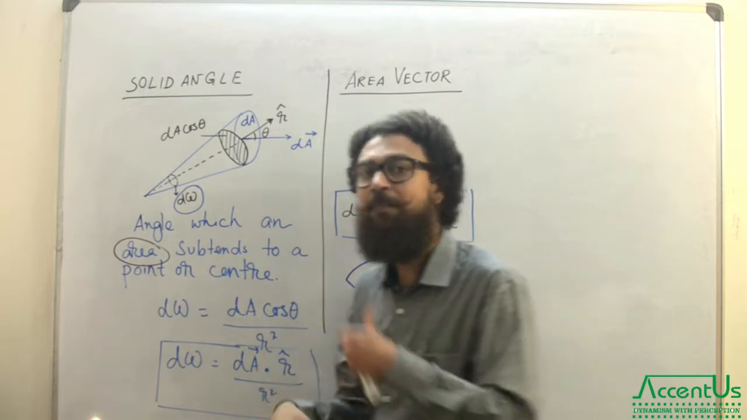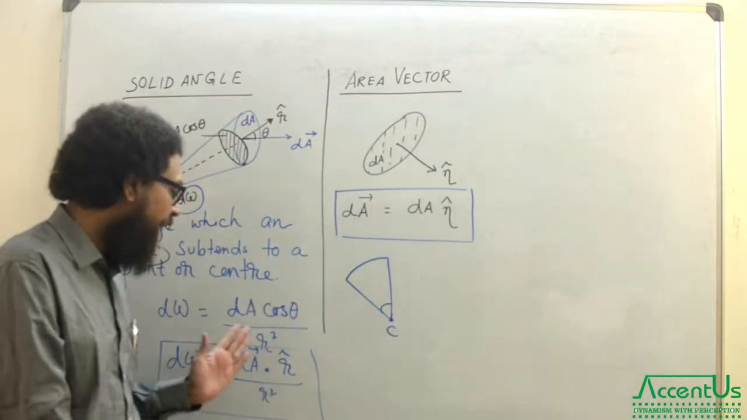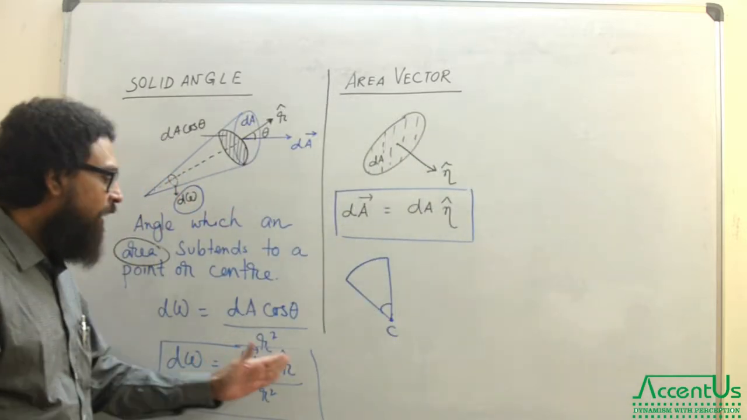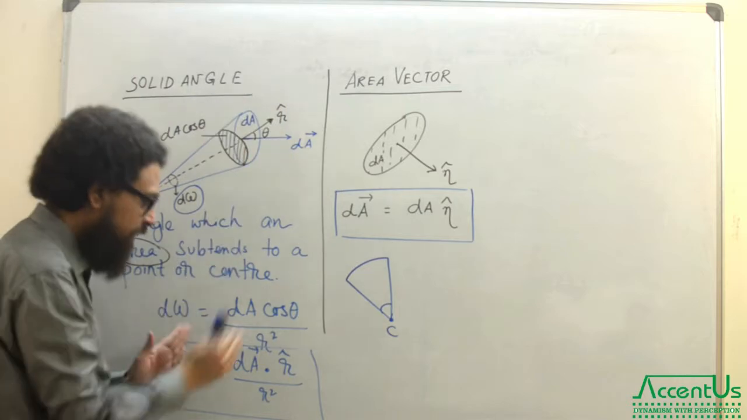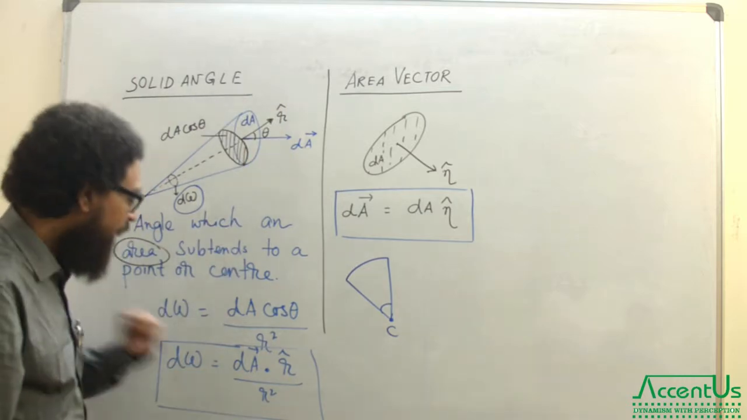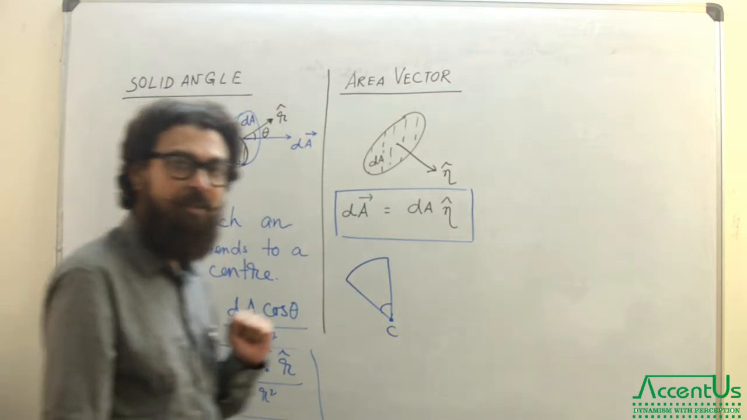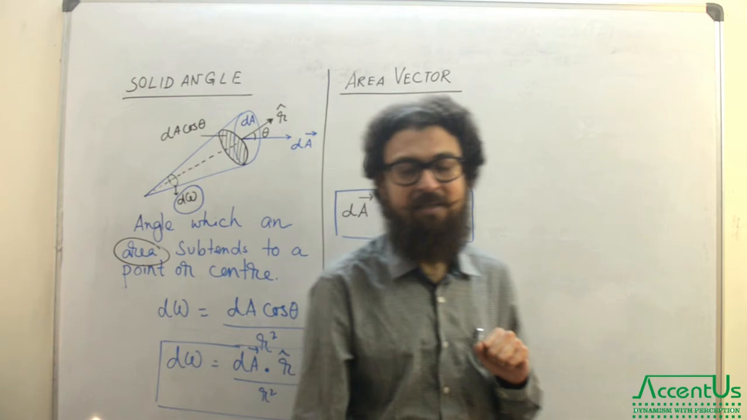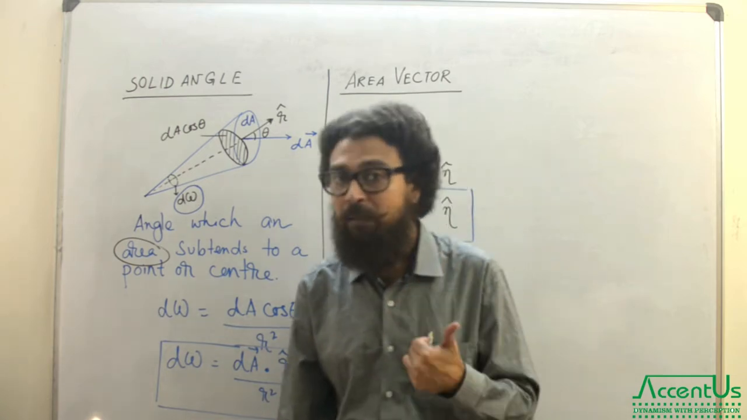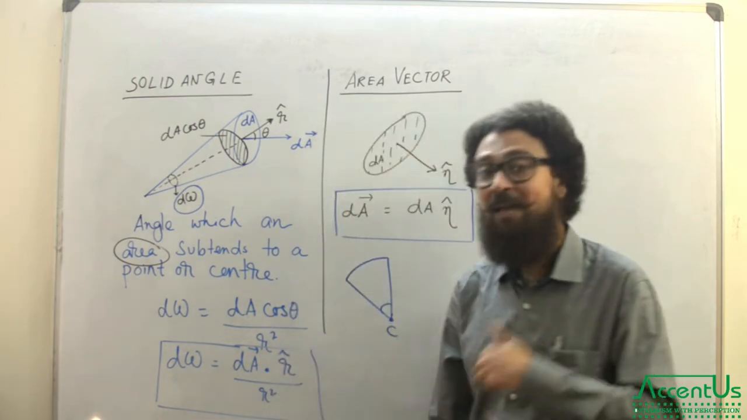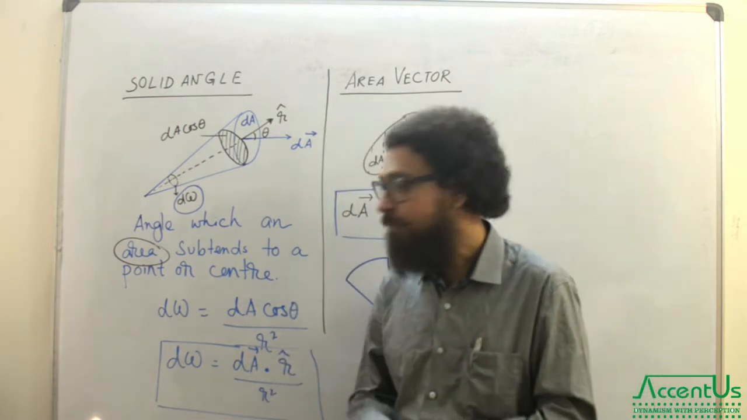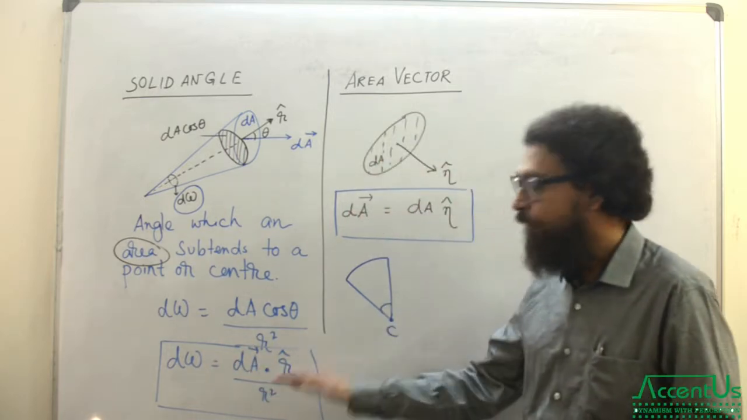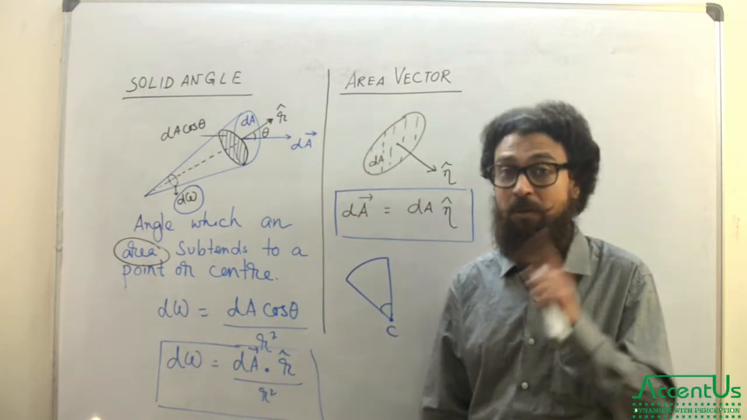So dA cos theta is the projection of dA, so we write dA dot r cap. This dA dot r cap by r square is the expression of the solid angle. The unit is steradian. Angle was radian, and this is steradian. Solid angle, so steradian. This way we visualize the solid angle.